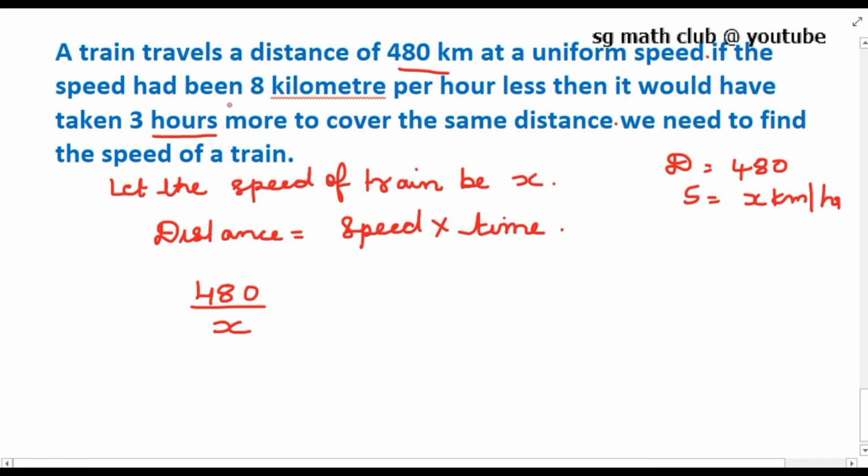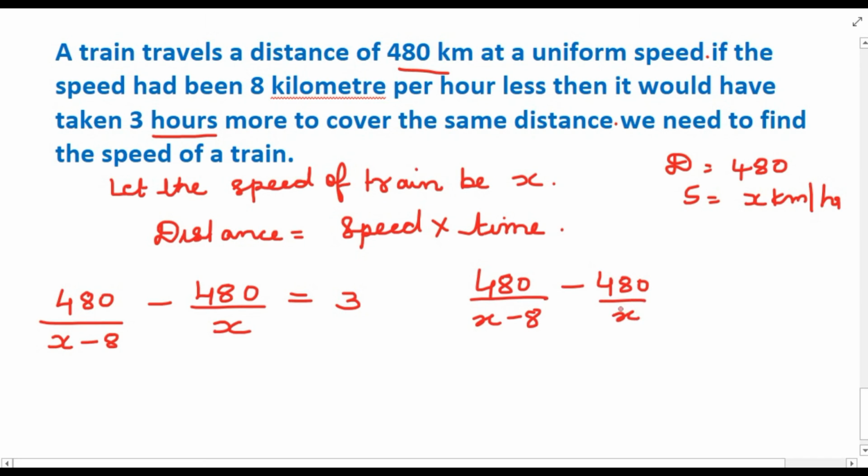Now if the speed had been 8 km per hour less, that means x minus 8. So it will take more time, so then it would have taken 3 hours more to cover the same distance. So this is the equation. 480 divided by x minus 8. When the speed is less, it will take more time. When it is x km per hour, we don't know the time. So when you subtract this, they are telling it would take 3 hours more.